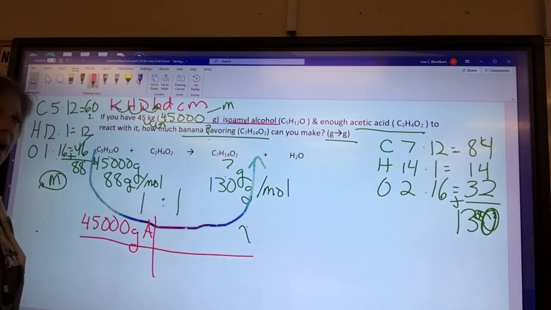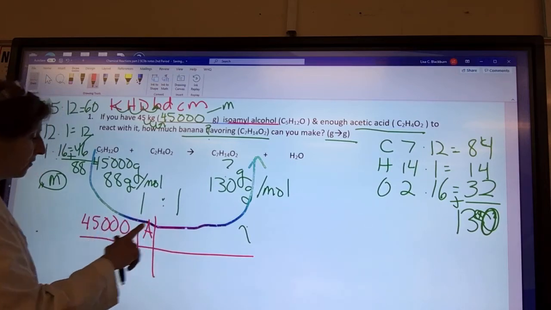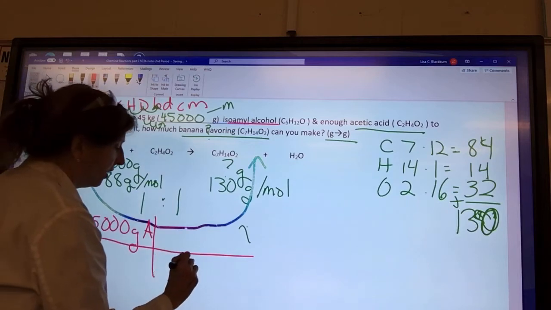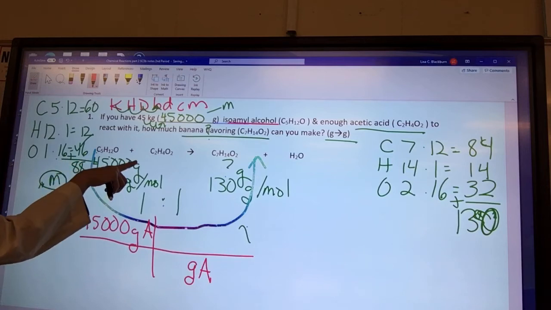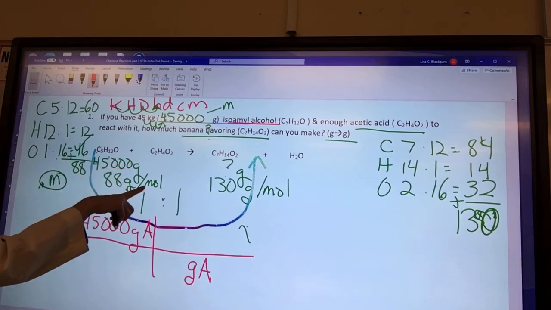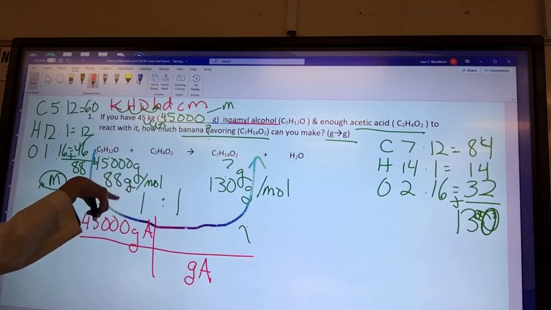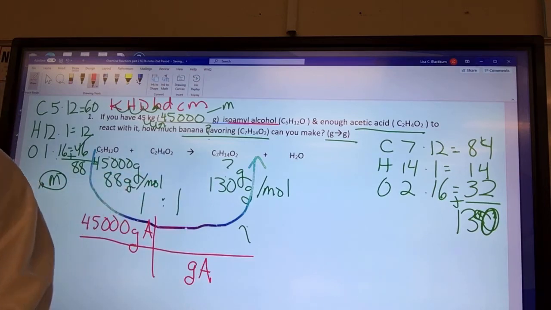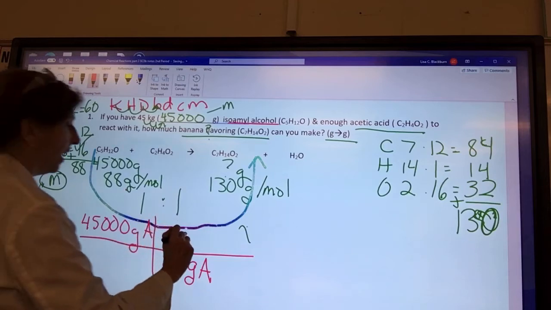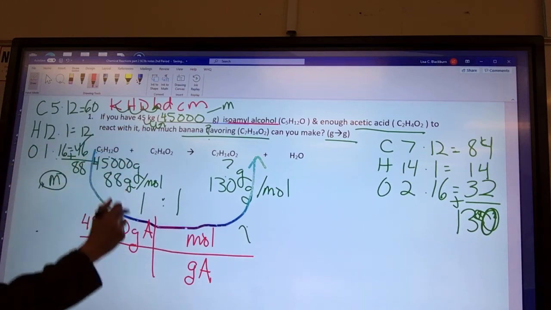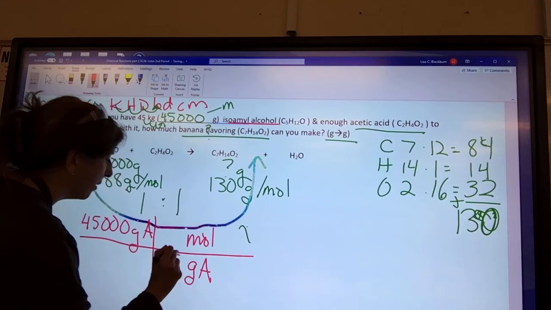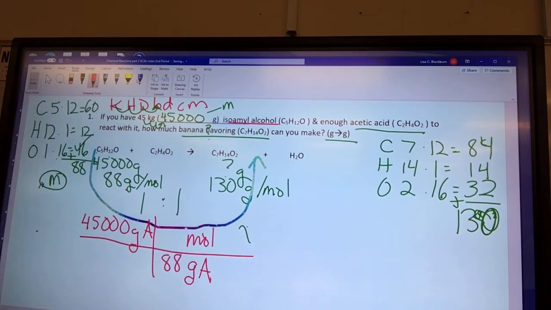Now, what do I write on the bottom? Grams of alcohol. Whatever is right here goes down here. So I'm starting right here. These are those grams, here's the grams of alcohol. And look what's on the other side of the slash. Moles. So that's what I write on the other side of my fraction bar. Now, what number goes with that grams? 88. What number do you think goes with moles? 1. It's an understood 1.